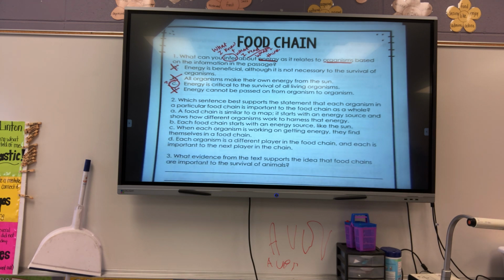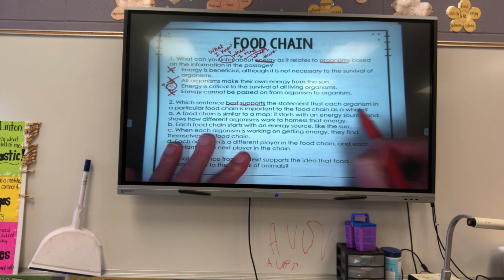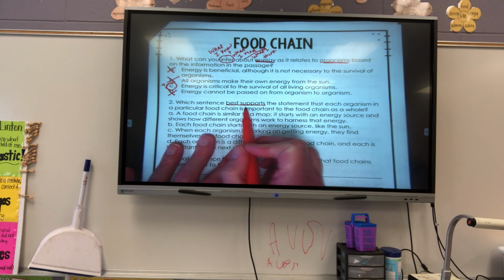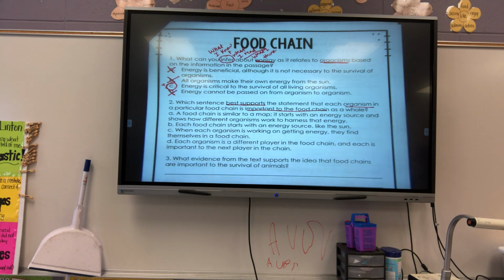Which sentence best supports the statement that each organism in a particular food chain is important to the food chain? So I'm looking for a statement that basically tells me that organism is important to the food chain. So let's look at A. A says that a food chain is similar to a map. It starts with an energy source and shows how different organisms work to harness that energy.